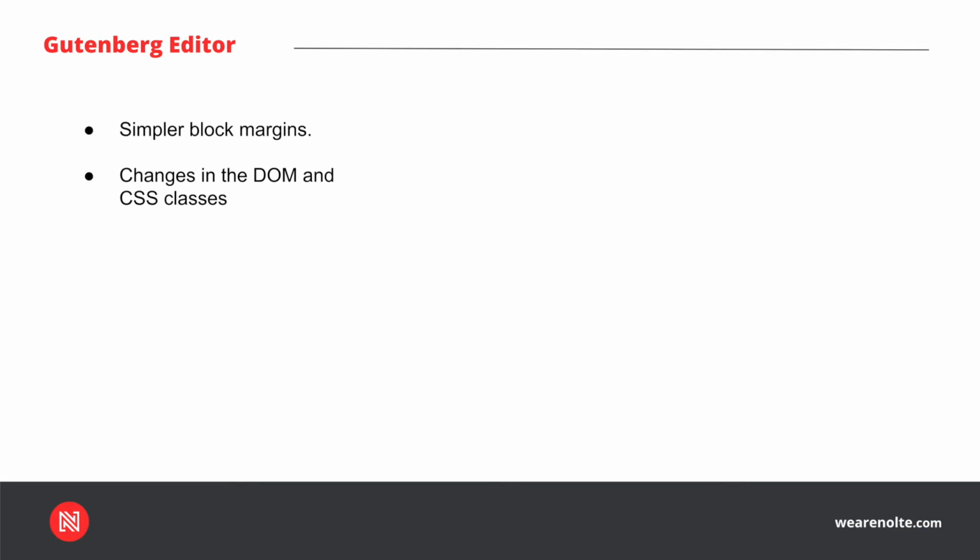We have also some improvements in the Gutenberg Editor itself. For example, now the block margins have another way of being separated. The margins are simpler, and also the editor has some changes in the DOM and the CSS classes. Some CSS classes were removed and the DOM was simplified.